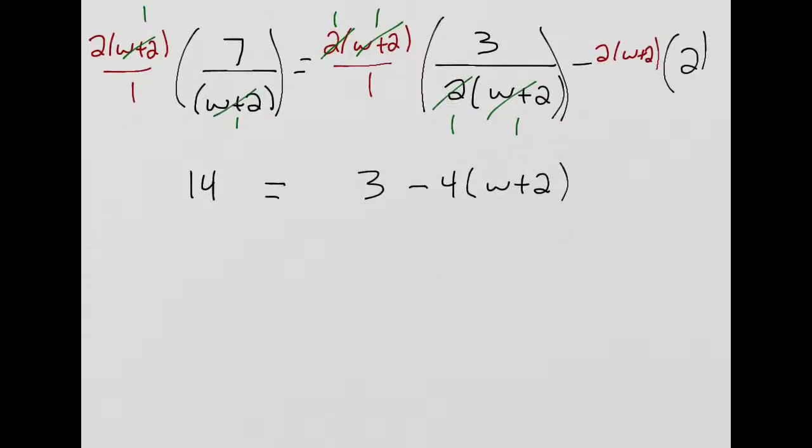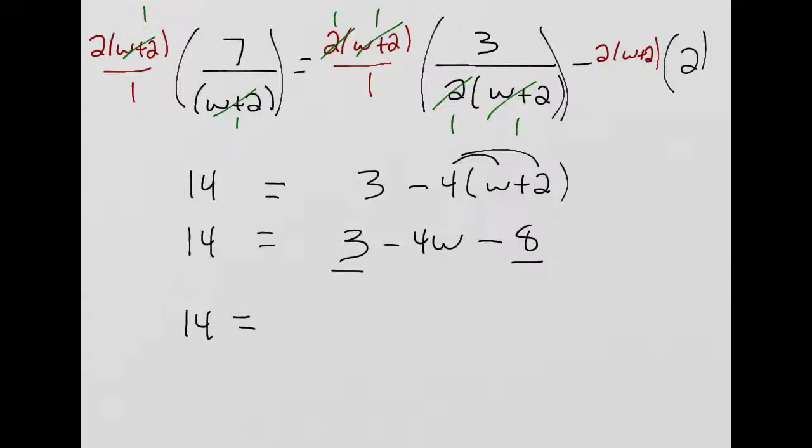Okay, then I just want to solve the equation that's left. So I've got 14 equals 3. Let's distribute the negative 4 through. So we do that. Negative 4 times w is minus 4w. Negative 4 times 2 is minus 8. We can combine some like terms. So I've got 14 equals 3 minus 8 is negative 5. And then minus 4w. From there, we can add 5 to both sides.